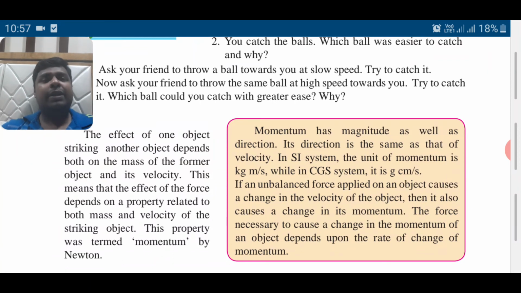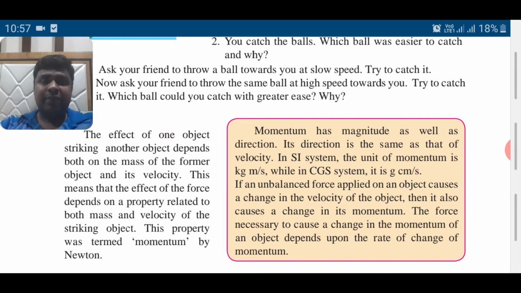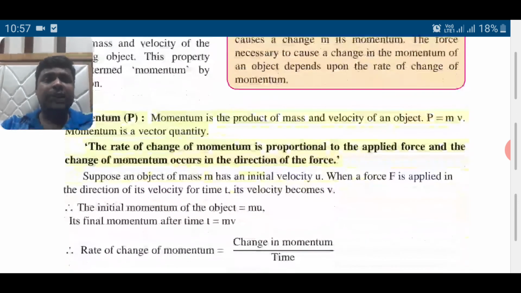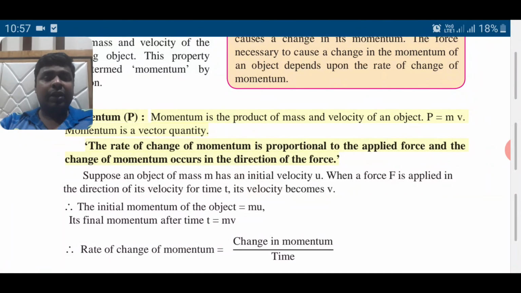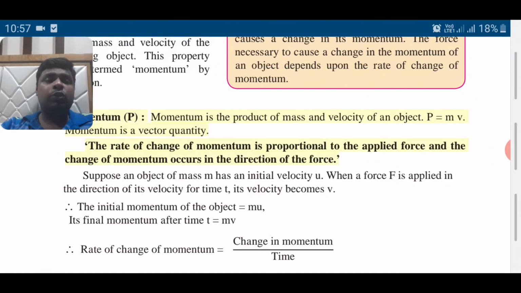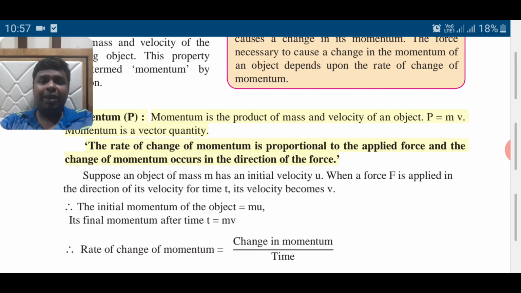So what is momentum? Momentum is a property which is related to mass and velocity. So in simple words, you can say momentum is the product of mass and velocity. So rate of change of momentum is proportional to the applied force and the change of momentum occurs in the direction of the force. Now let us take a simple example. Suppose you have a football and you kick the football. What will happen?